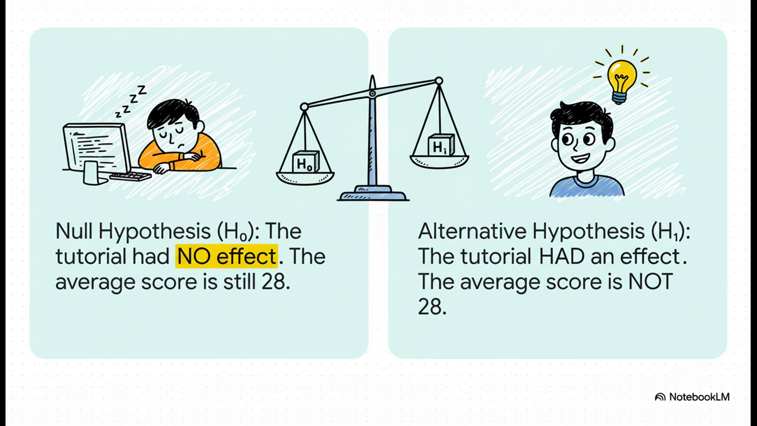Then you have the alternative hypothesis. This is what we actually suspect is true. The tutorial did have an effect, and the average score isn't 28 anymore. Our whole goal is to see if we have enough evidence to throw out that boring null hypothesis.